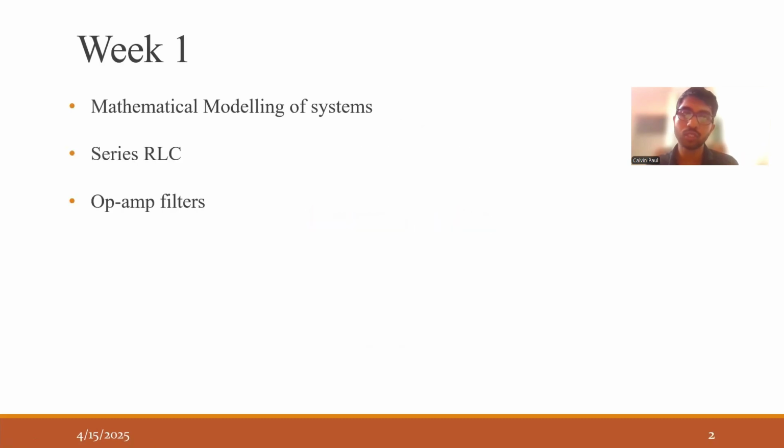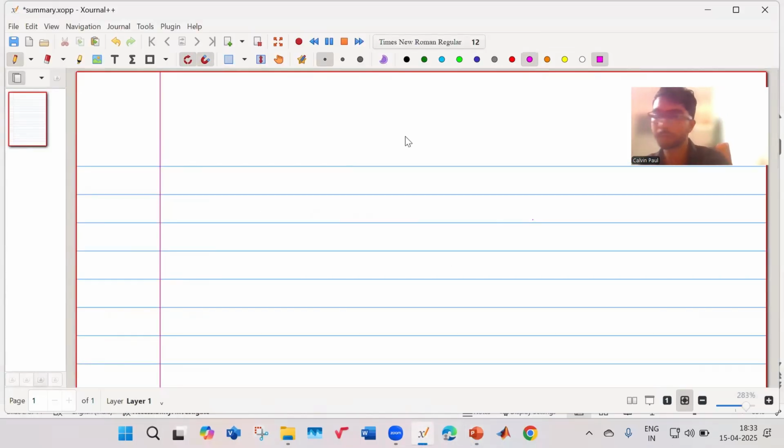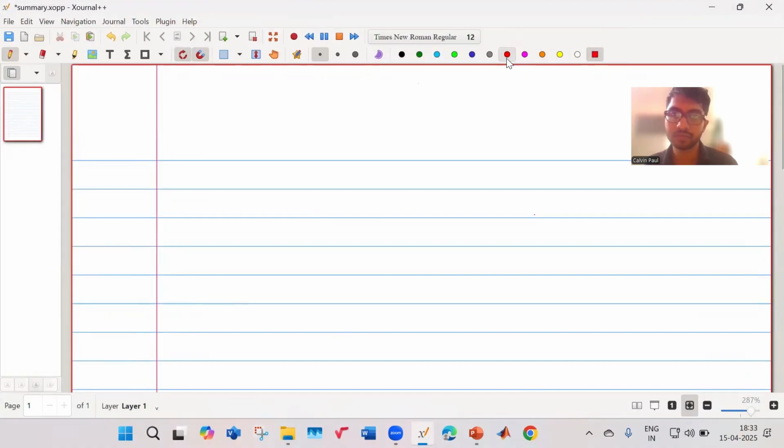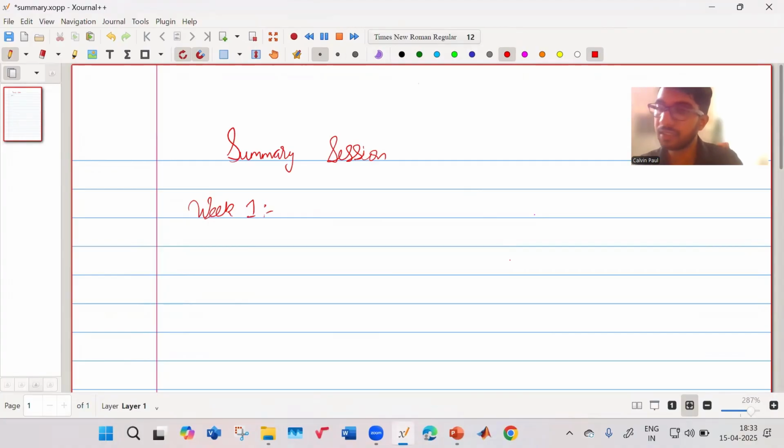Okay. So, in week one, we considered the mathematical modeling of systems, the series RLC system, and the op-amp filters, and various advanced mechanical and electrical systems. Their mathematical models were developed. So week one was the preliminary lecture where the focus was on mathematical model development.